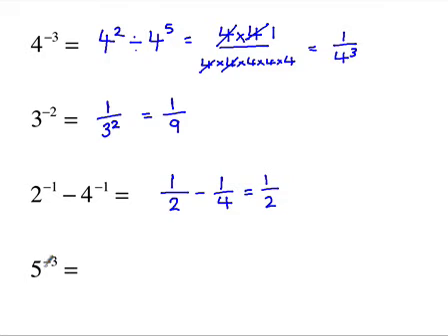With this one, again, the minus tells me it's going to be 1 over, and then I can put in 5 to the power of 3. 5 to the power of 3 is 5 times 5 times 5, which is 125, so the answer is 1 over 125.